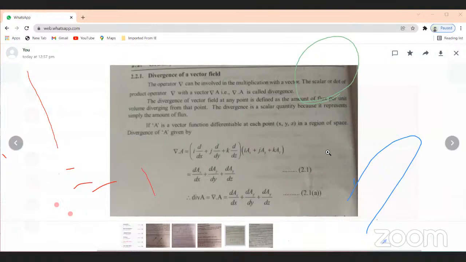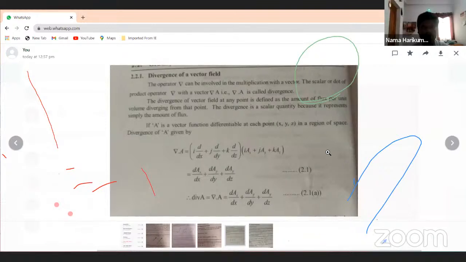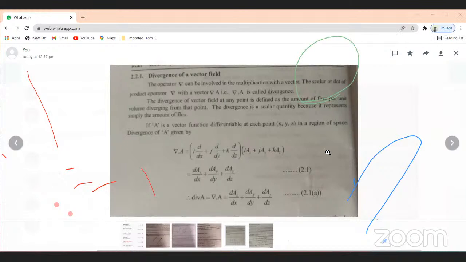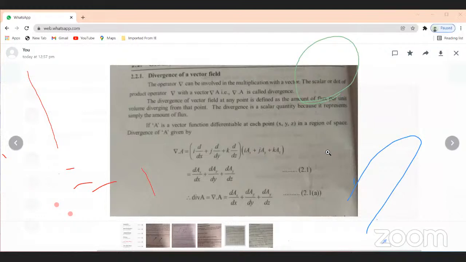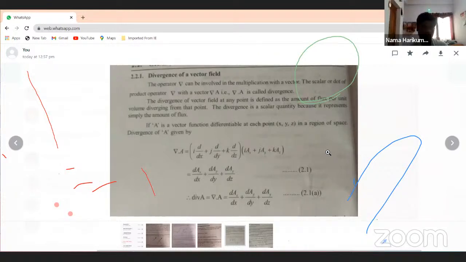Right. So, divergence of a vector field. First of all, what is a vector field? What is a vector? Vector means magnitude and direction of our system. And a field means what? In a unit area, there must be more than one vector acting simultaneously, then it must be a field. Right, very good.